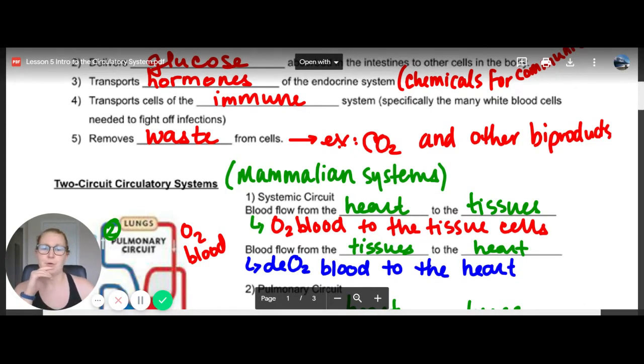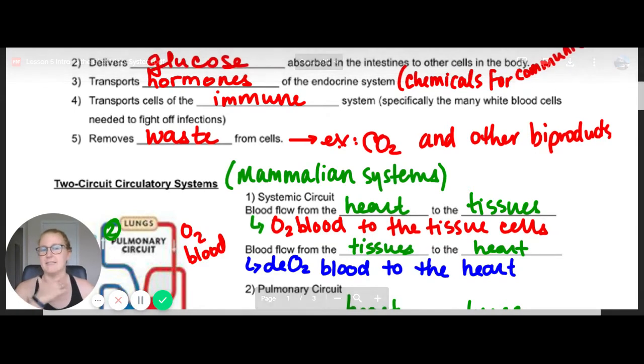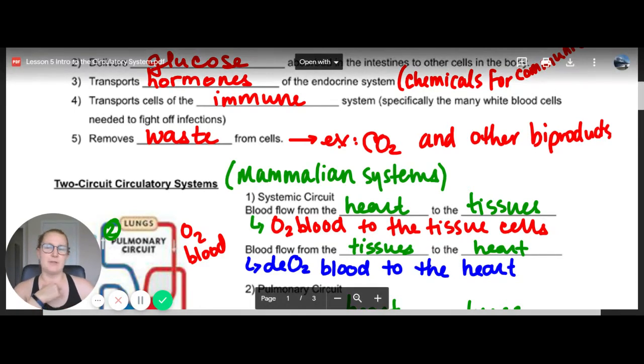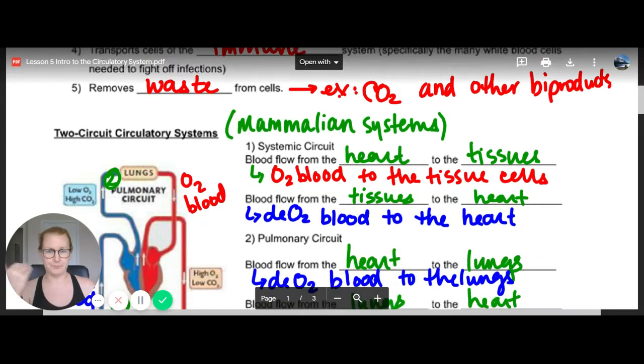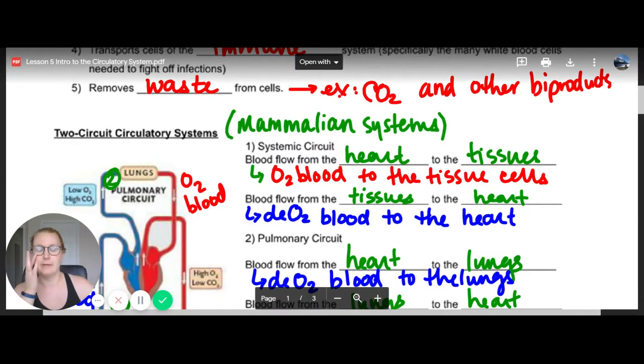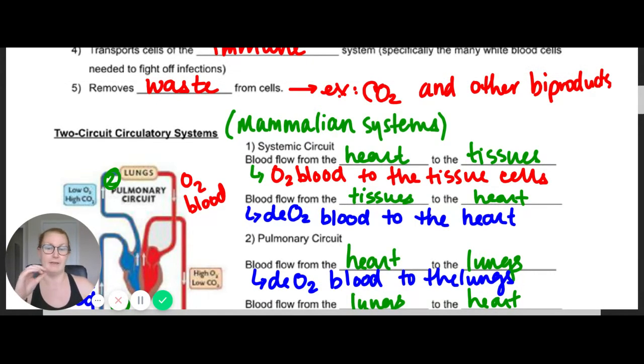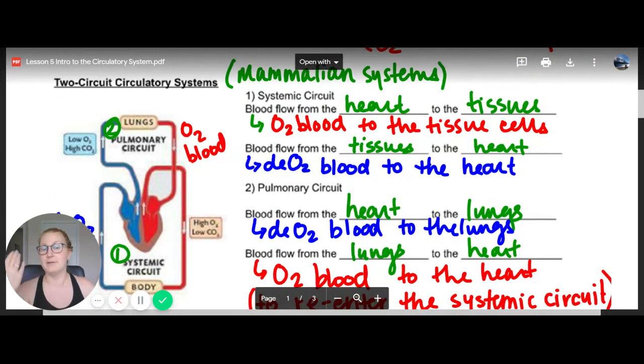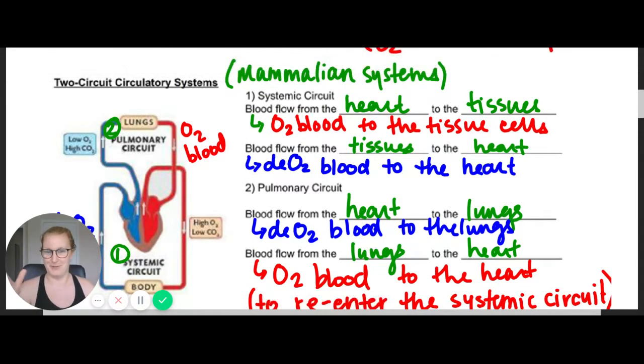So in mammals, which is our focus, because we are also mammals, we have what's called a two-circuit circulatory system. Circuit 1 is the systemic system, and this is blood flowing from the heart to the tissues and then back. I've mentioned here that I will typically label oxygenated blood as O2 blood, which is usually written in red, and then also deoxygenated blood, which is DO2, which I've written, moves blood from the tissues back to the heart. So that's the systemic, that's going out to the system and back to the heart.